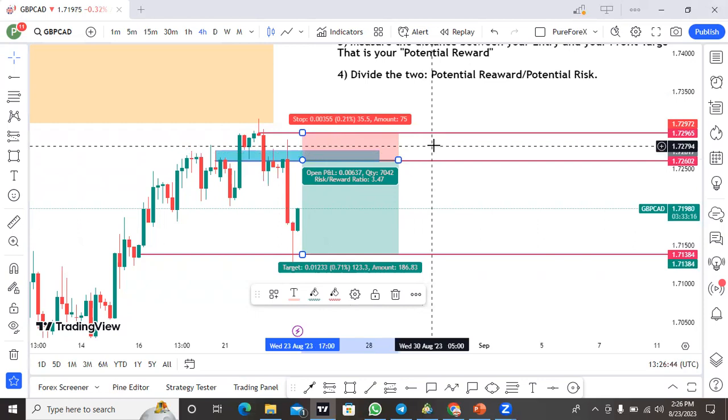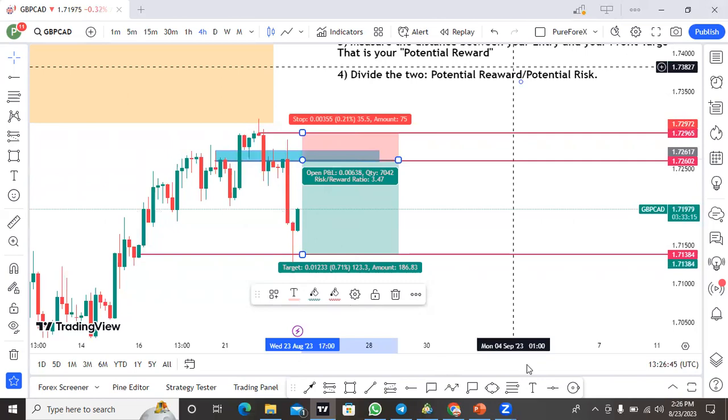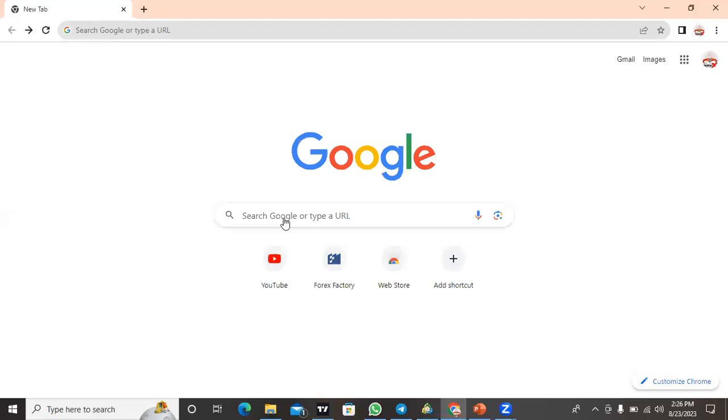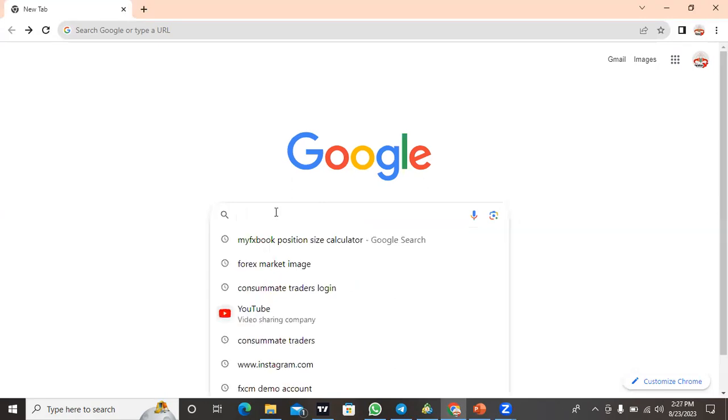All right. So let's go to Google Chrome. When you get to your Google Chrome here, you are going to type MyFXBook calculator. Okay, it's like the network is bad. Okay, I have my MyFXBook position size calculator here, because I've been using it. I make sure I calculate the exact lot size suitable for me to take any trade setup that the market presents to me. So let's click on it.